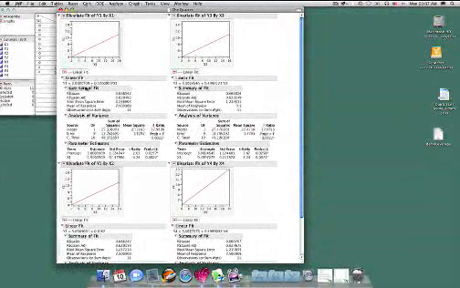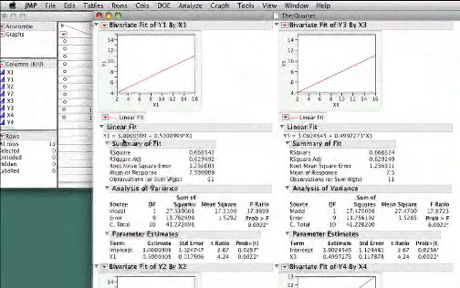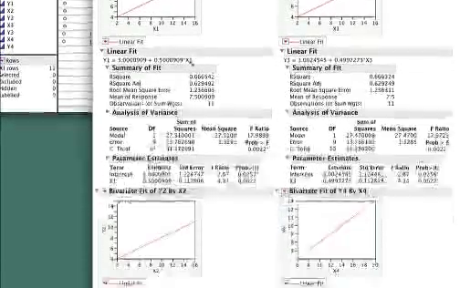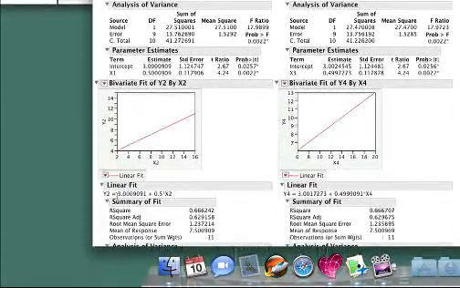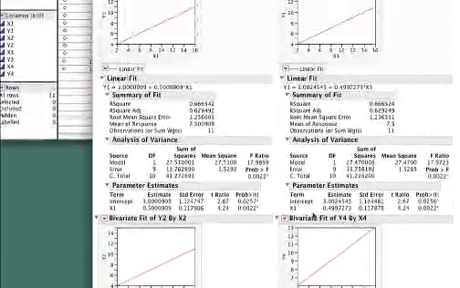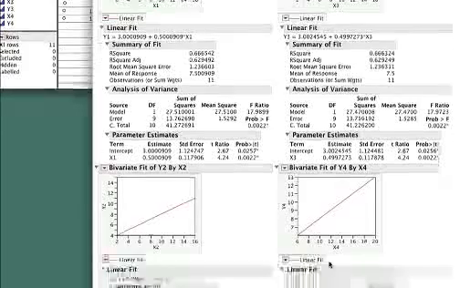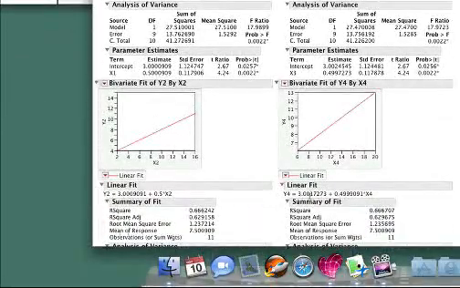Let's look real carefully at the equations. Y equals essentially 3 plus 1/2 x. Down below, y equals 3 plus a half x. The third one, y equals 3 plus a half x. And the fourth one, y equals 3 plus a half x.